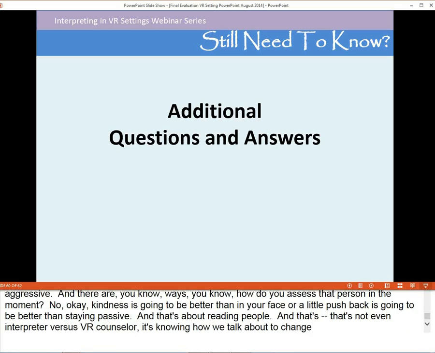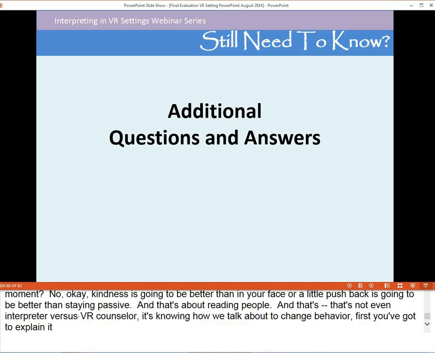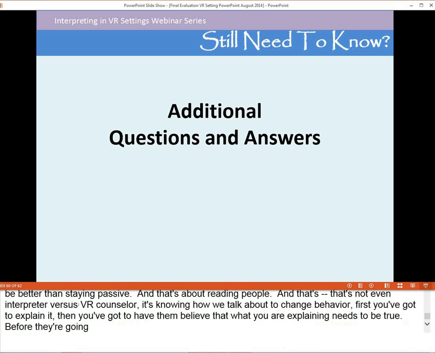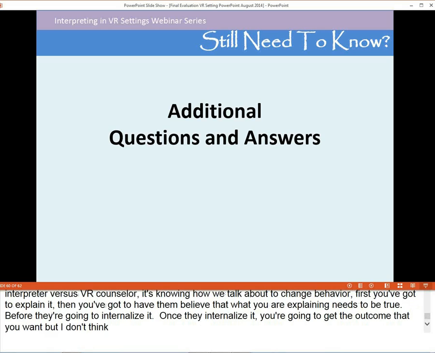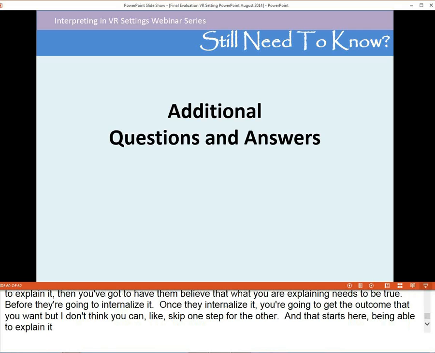First you have to explain it, and then you have to have them believe that what you're explaining is true. Yeah. Before they're going to internalize it, and then once they internalize it, you're going to get the outcome that you want. Yeah. But I don't think you can skip one step for the other. And it starts here, being able to explain it in such a way that they believe it.